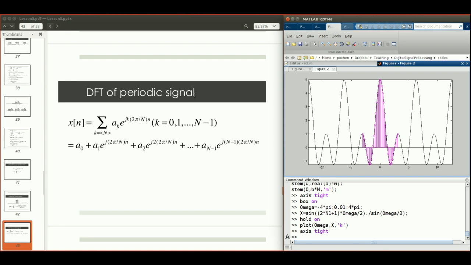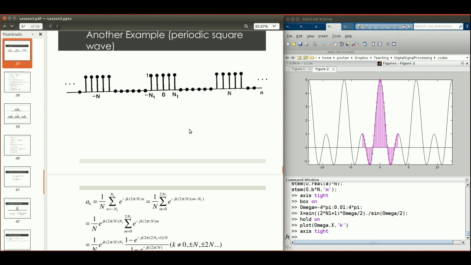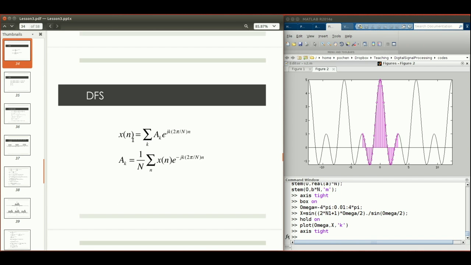So for periodic signals, we have a DFS synthesis equation that looks like that, right? That's the DFS series, basically the synthesis equation for a periodic signal. It's the DFS coefficient, the discrete Fourier series coefficient, times e to the jk 2 pi divided by big N times n. That's the synthesis equation for discrete Fourier series. That's exactly this equation for periodic signals.